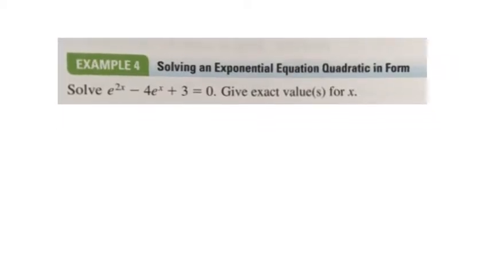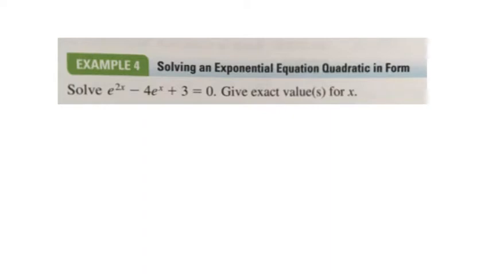So now we're told to solve e to a power of 2x minus 4 times e to a power of x plus 3 equals 0, and give the exact values for x. What that means is that if we end up with any values of x involving a natural log, we're not going to type it into the calculator. We're just going to leave it as it is.